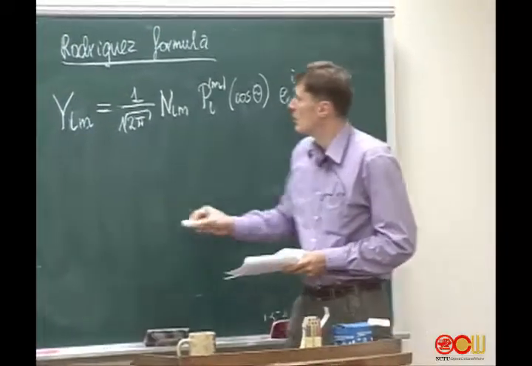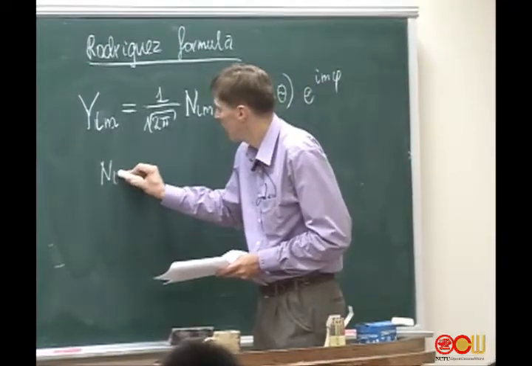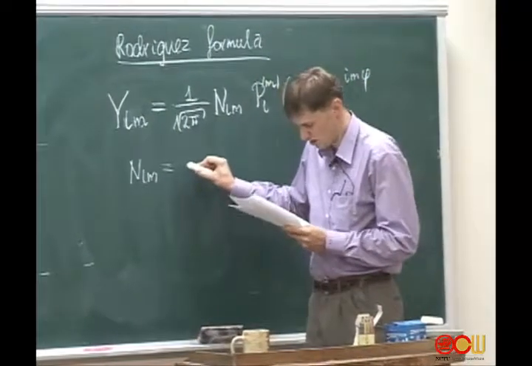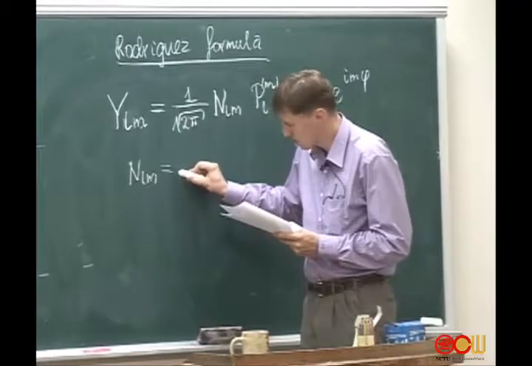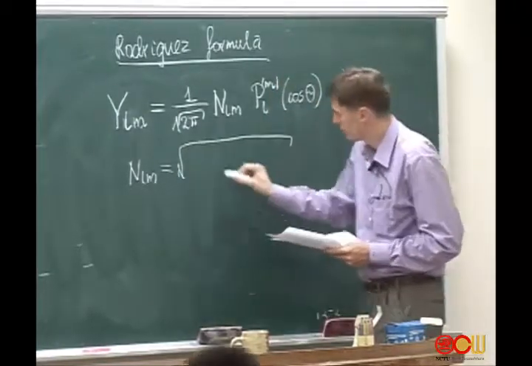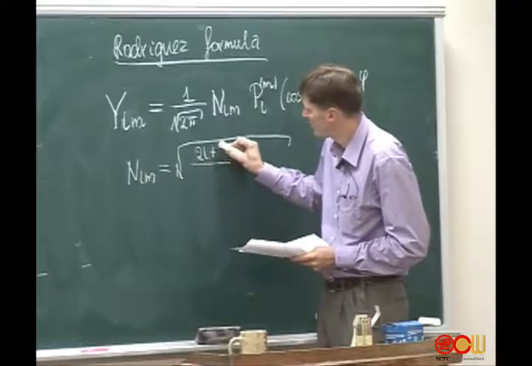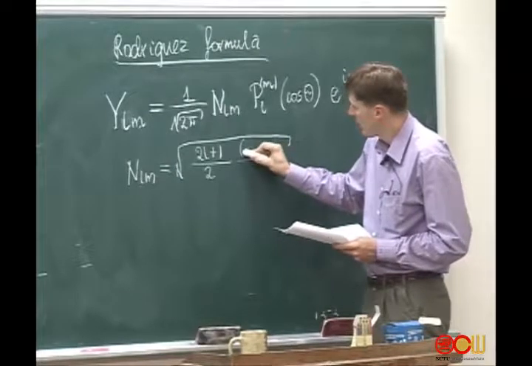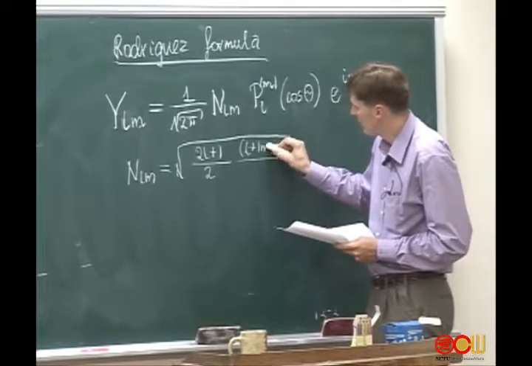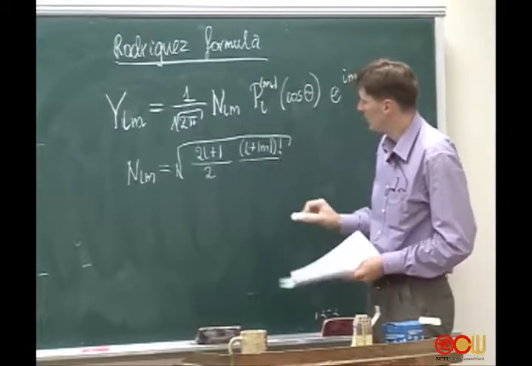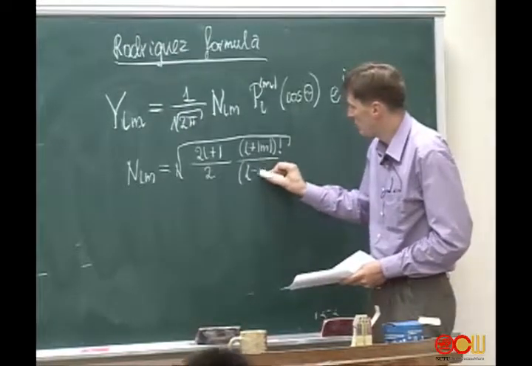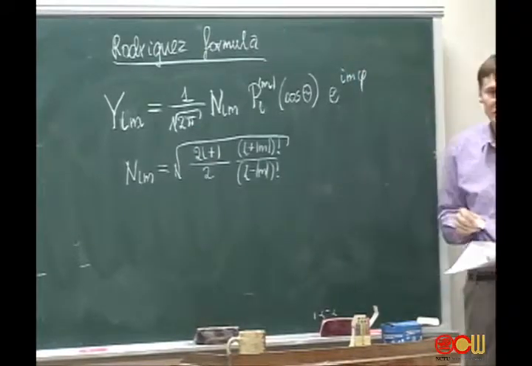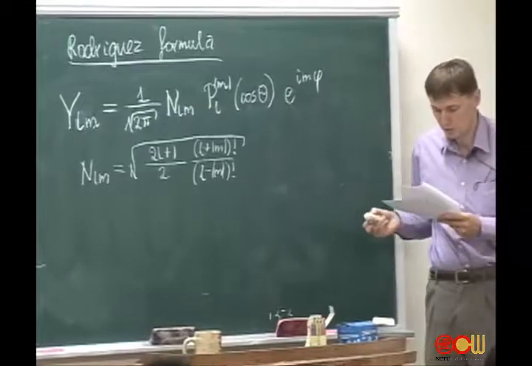Not bad. Now this N l m is just a constant. As you see, it is equal to 2l plus 1 divided by 2, multiplied by l minus absolute value of m factorial over l plus absolute value of m factorial. That's it. Not very nice, but what can we do?